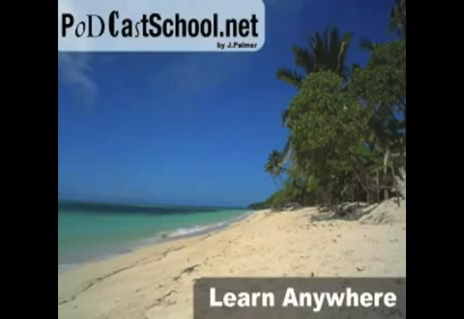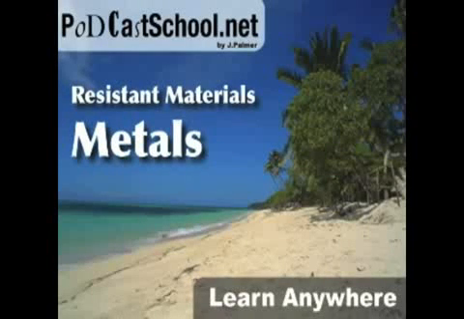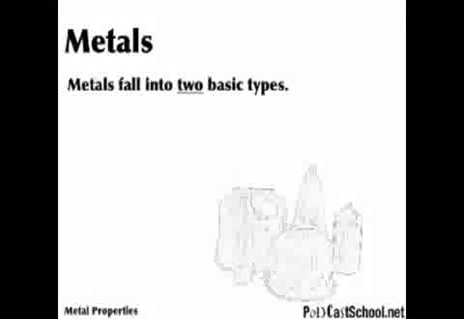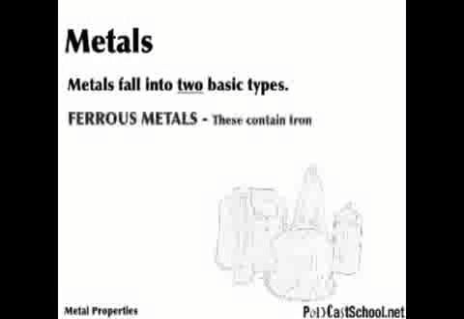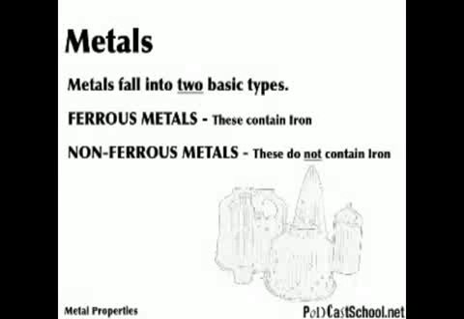Hi, welcome to Podcast School, the educational podcast that allows you to learn anywhere. Today we're going to take a look again at resistant materials, and this time we're going to look at metals. So, metals can fall into two basic types. Ferrous metals, and these contain iron, and non-ferrous metals, and these obviously do not contain iron. So those are the two types, ferrous and non-ferrous.